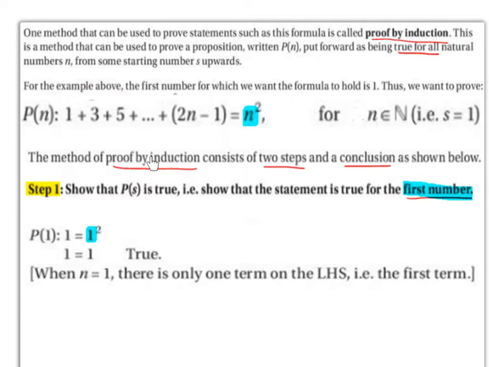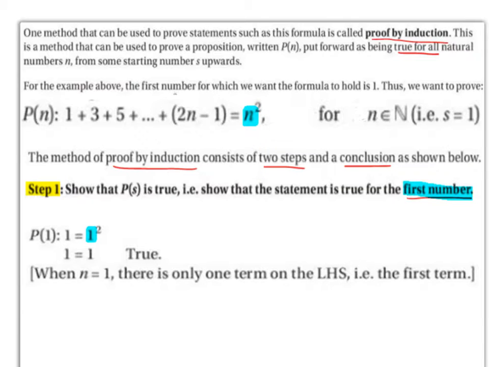The method of proof by induction consists of 2 steps and a conclusion as shown below. Step 1, show that P of s is true, i.e. show that the statement is true for the first number. So in this case, the first number being 1, but it's not always 1. Most of the time though it is 1.